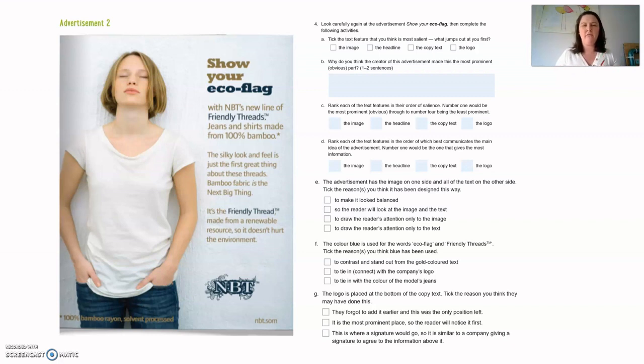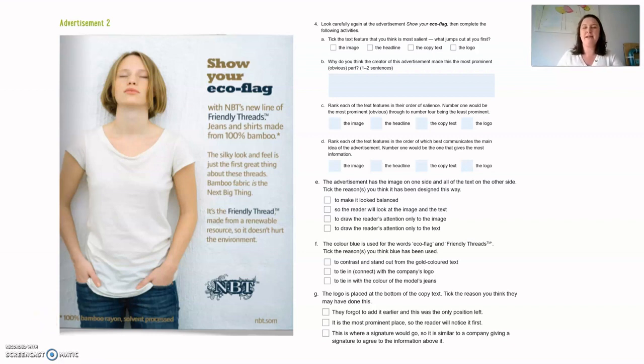It's up to you. Okay, rank each of the text features in order of which best communicates the main idea of the advertisement. Number 1 would be the one most, and then the next. So best communicates the main idea of the advertisement. Well, I would probably say the copy text because it gives you the most information. So I'd say image, copy text. I don't know about the headline. I don't know that it really gives you a lot of information, but it's talking about eco-friendly, about saving the environment, and the logo gives you the least amount of information. So image, copy text, headline, logo. That's the order in which I would do it.